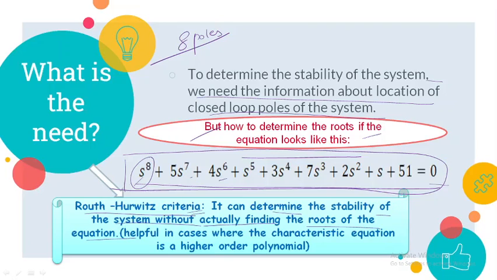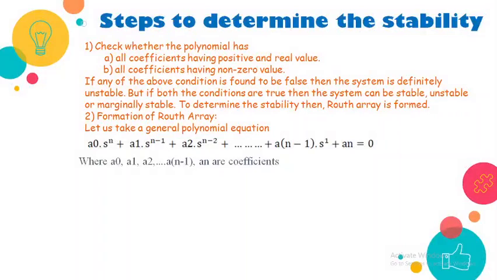So it will be helpful in cases where the characteristic equation is a higher order polynomial. That's the beauty of it, that you don't really have to find out the actual roots of the equation. Without even finding the actual roots, you can determine whether the system is stable or unstable. So we'll see the steps to determine the stability of any system where the transfer function is given.